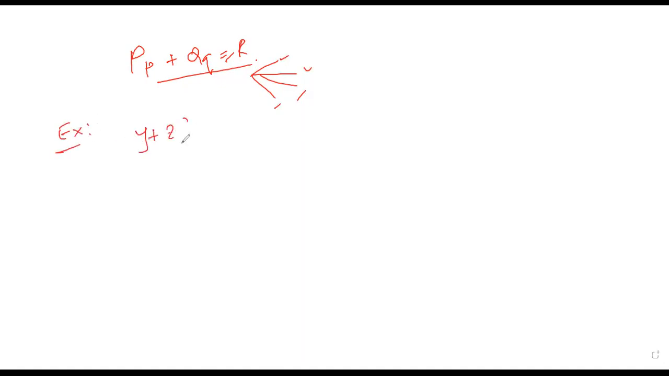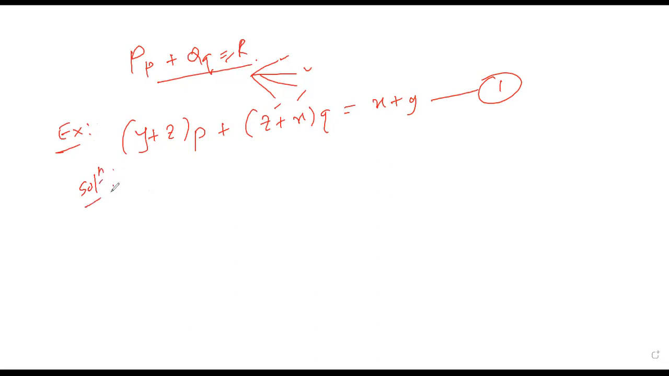y plus z times p, which is equal to z plus x times q, which is equal to x plus y. Okay, let's say this is our example. This also looks like type 3, but anyhow, we have a small difference. Okay, let's see how we can solve this.